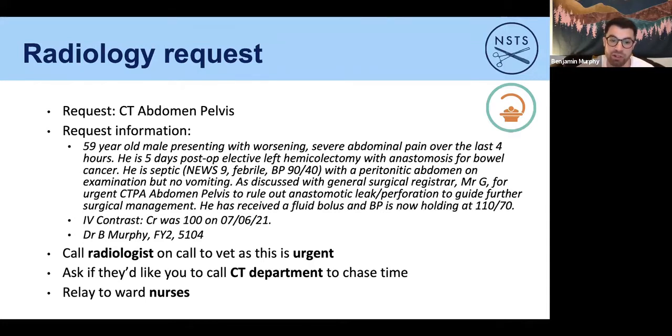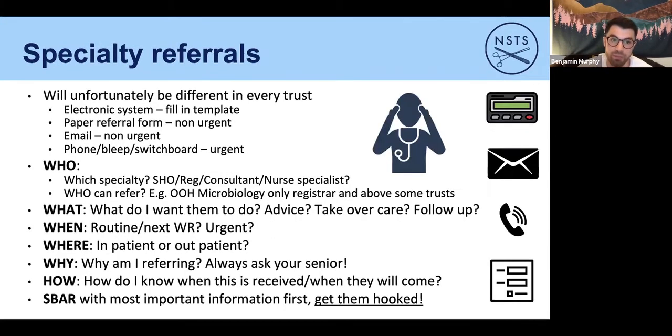Make sure you call the radiologist to get it vetted, and then check if they'd like you to contact the CT department to talk to the radiographers and CT scanners to make a case for getting this done urgently. And then most importantly, let the nurses know what the plan is, because they'll be the ones organising the transfer. So that's a bit about radiology. We'll do questions for radiology, referrals and MDT right at the end.